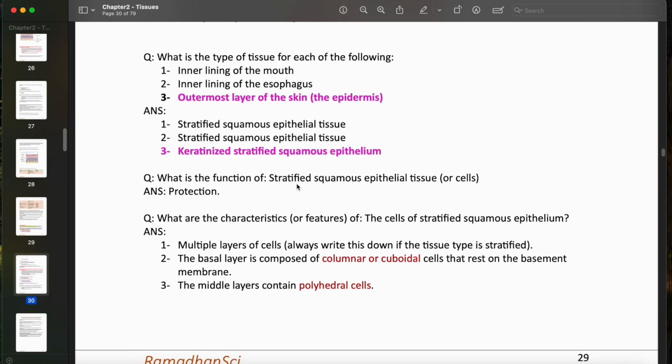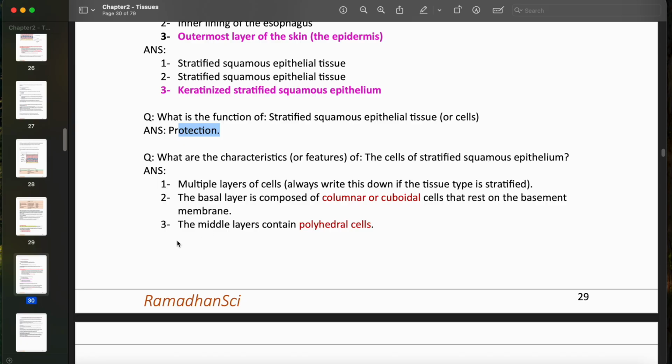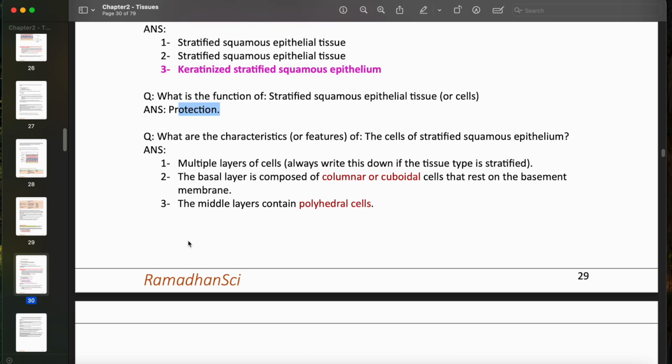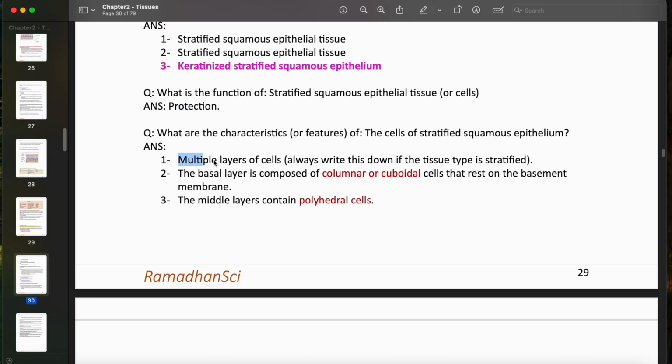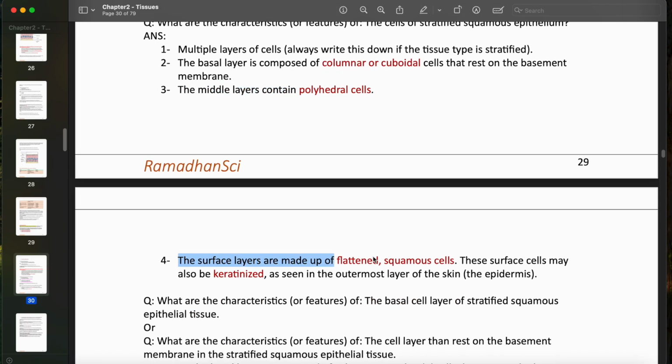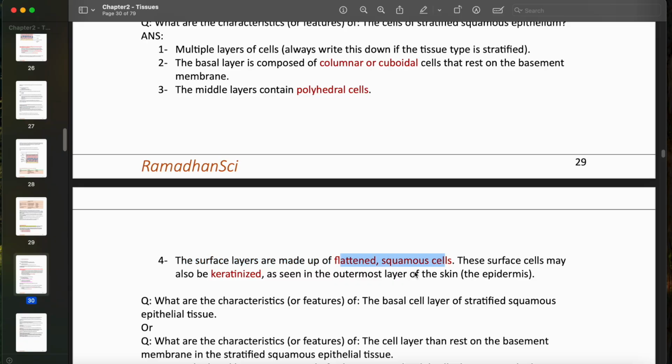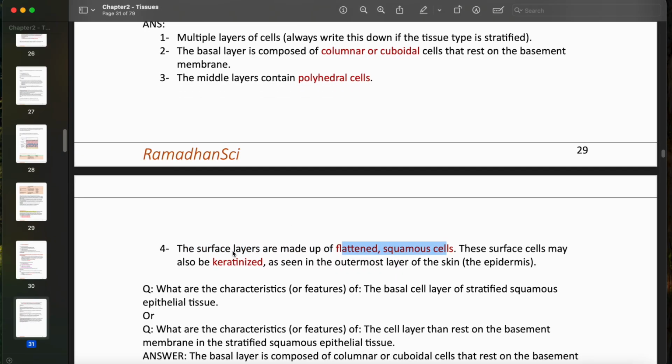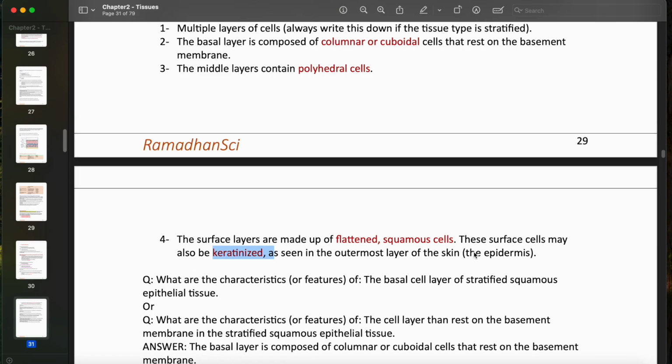What is the function of stratified squamous epithelial tissue, or cells? Protection. And what are the characteristics or features of the cells of stratified squamous epithelium? We've already said that they're multiple layered, and the basal layer is composed of columnar or cuboidal cells that rest on the basement membrane. The middle is polyhedral, 3D, and the surface cells are, of course, flattened squamous cells, and they might be keratinized, such as in the epidermis.